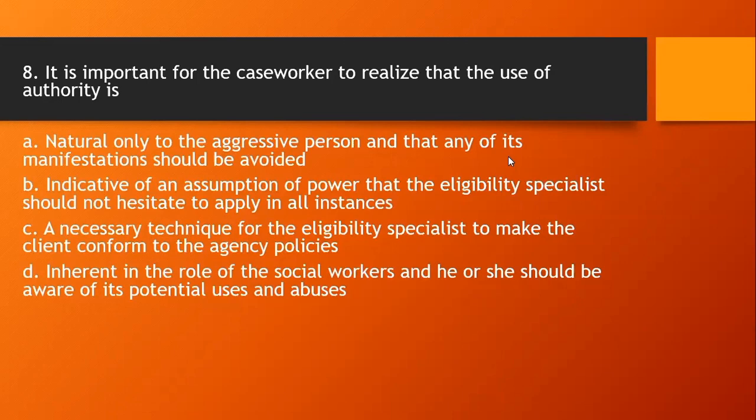And that authority is inherent in social work, and we should be aware of potential uses and abuses. So how can we check if may potential abuses and uses? Based na siya doon sa Code of Ethics. Kaya existing yung Code of Ethics natin para i-check if may possible abuses of that authority given by the state or given by the community. So yun. Okay. Very good, Miss Julie. Number 9.